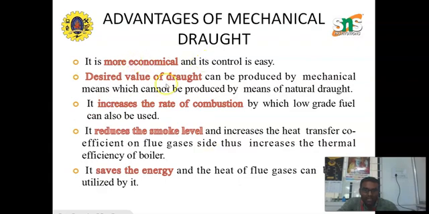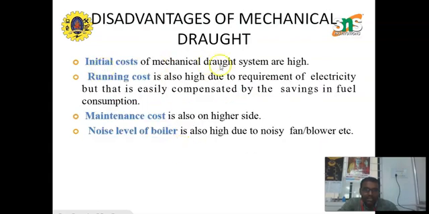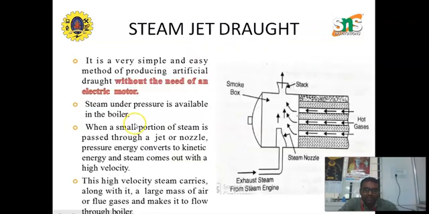Advantages: it is more economical, the desired value of draught can be produced, it increases the rate of combustion, reduces the smoke level and also saves energy. Limitations: initial cost is higher, running cost requires more electricity, maintenance cost is high, and the noise level of the boiler can also be increased. These are some of the limitations of mechanical draught.